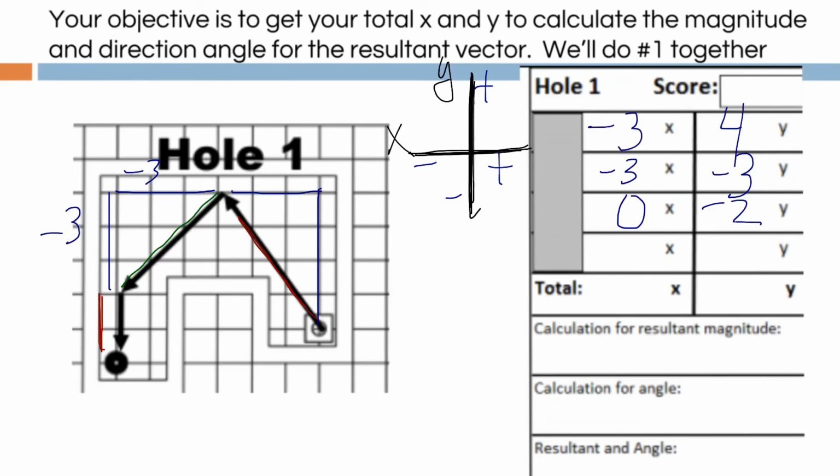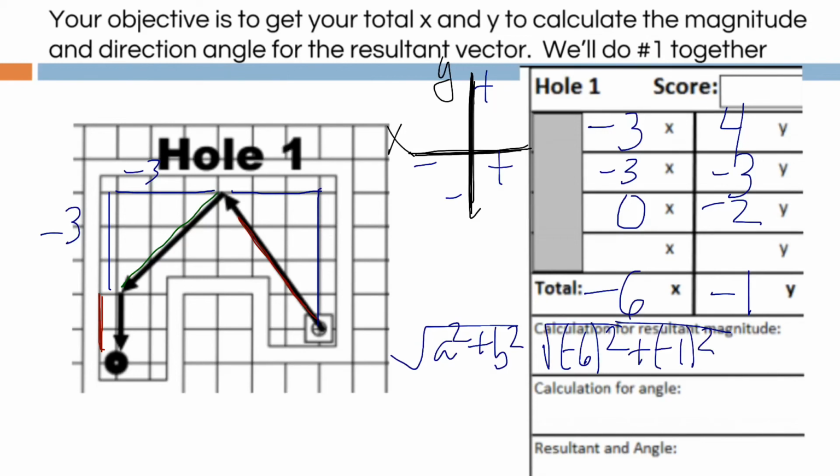All right, so once you've got all the x and y's for each of those vectors, those arrows, we're going to make a total. So for this column here for the x's, it adds up to -6. For this column here, we got it to be -1. Now we are looking for the magnitude of the result. So don't forget the magnitude was taking your a squared plus your b squared. Well, in this result here, our a is our x, so that would be the -6 squared. Our b is our y, -1 squared. Go ahead and put this in the calculator. I get it to be 6.08 is your magnitude.